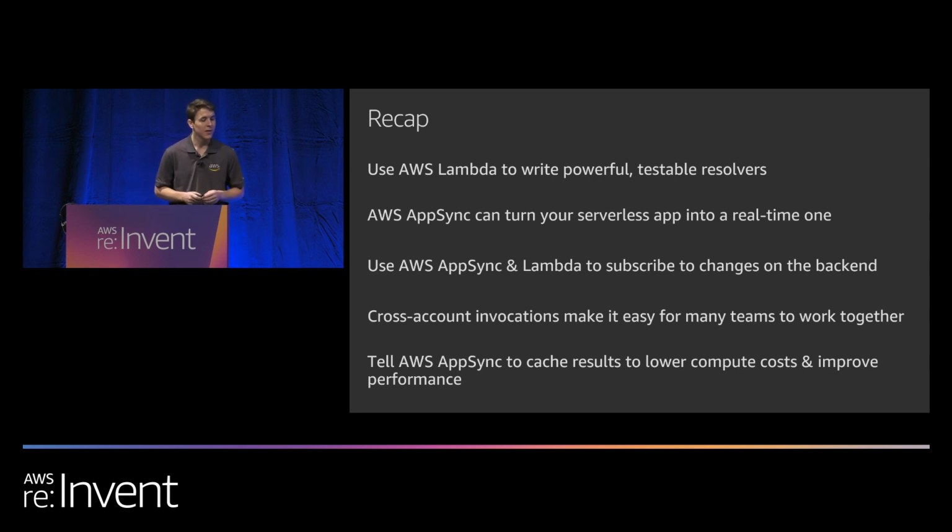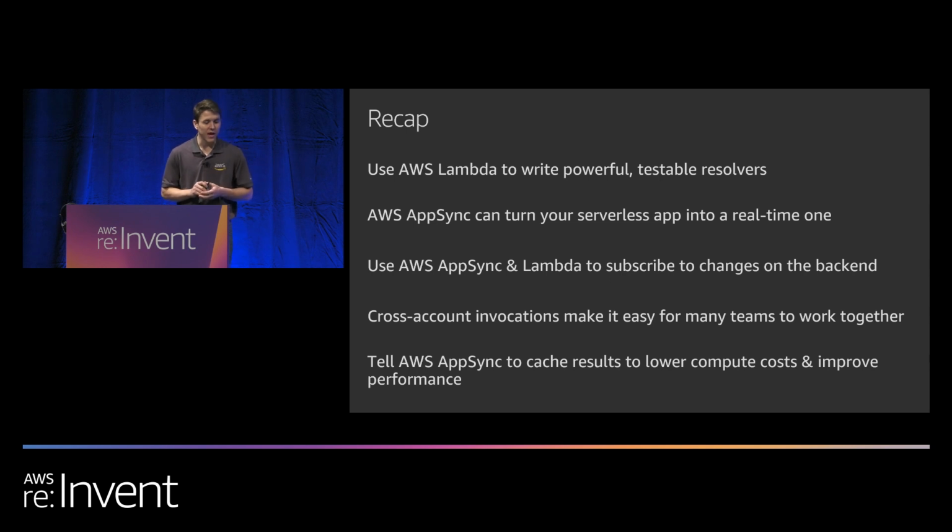You can use AppSync to turn your serverless app into a real-time one. We talked about that. We're going to handle the WebSockets for you. We'll handle the filtering and the publishing for you, the connectivity, and you can still write things in a serverless world without worrying about that. You can use AppSync and Lambda to subscribe to changes on the back end. So in our example, we showed subscribing to a DynamoDB stream, but you can do the same thing subscribing to an SNS topic or to a Kinesis stream or really any other real-time technology that you'd like within AWS.